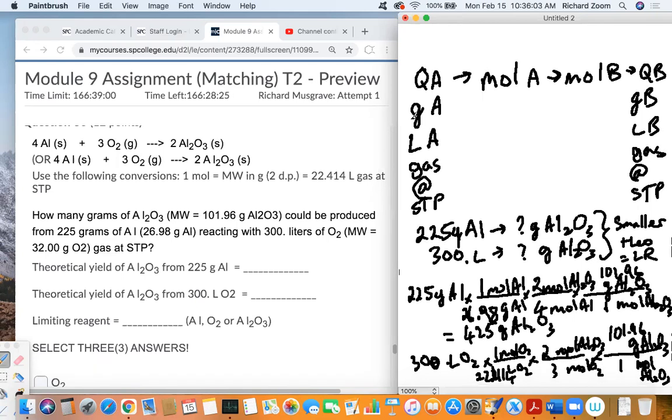So the answer here for that is going to be, can someone give me the math on this one? In your calculator, you could put 300 times 2 times 101.96 divided by 22.414 divided by 3. 909.7. So would that go to 910? Yeah, let's go 910. That's good. 910 grams of Al2O3.